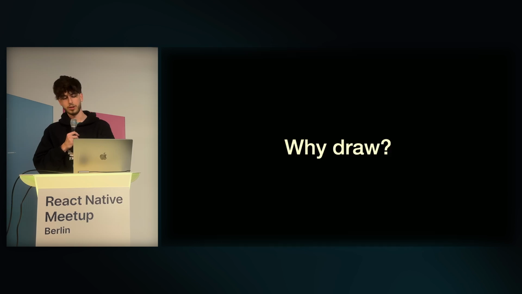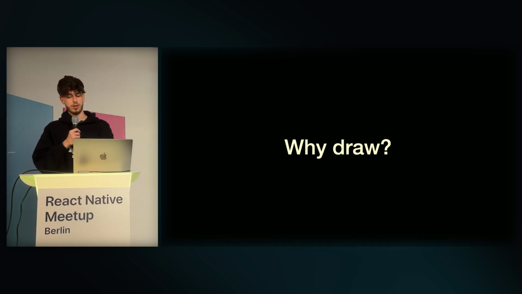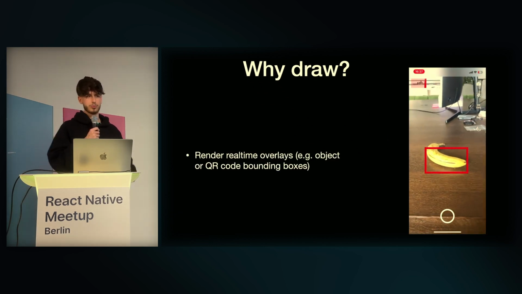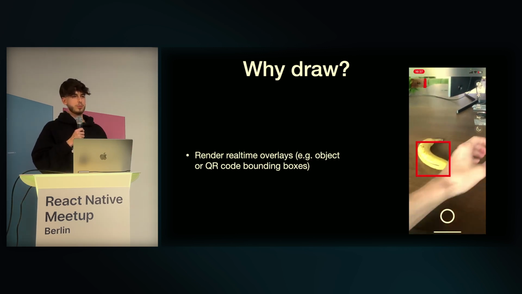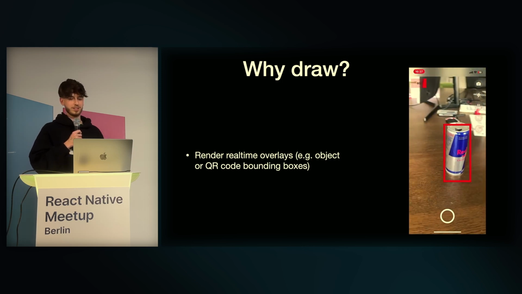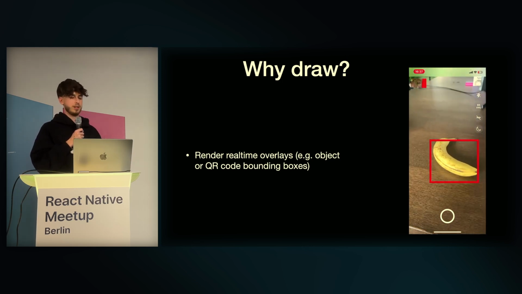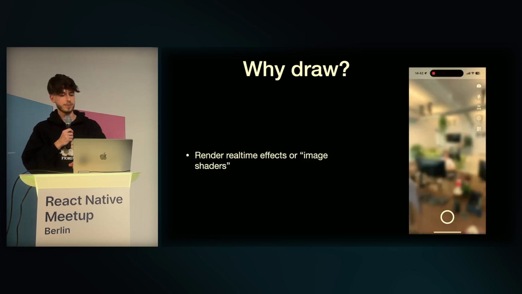Why do we want to draw something onto the camera? Well, there are multiple use cases. For example, you might want to render some real-time overlays, some bounding boxes, some object detection. You want to detect a banana or a Red Bull, maybe in this case. In a real-world use case, you probably want to detect a QR code or some other shapes, and draw shapes onto the camera.